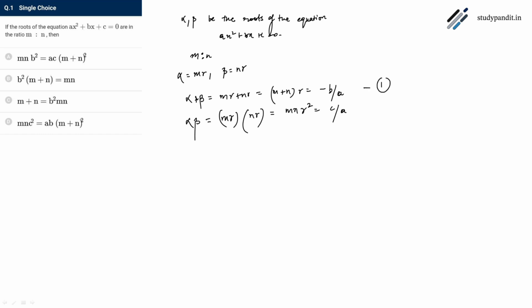So from equation 1 and 2 we will eliminate r, so we will get mn times b square by a square m plus n square is equals to c by a. So we will get mn b square is equals to c times a times m plus n square. So the first option is correct. Now moving to the next question.